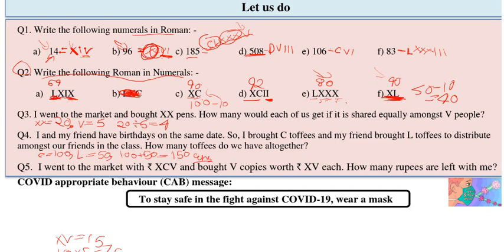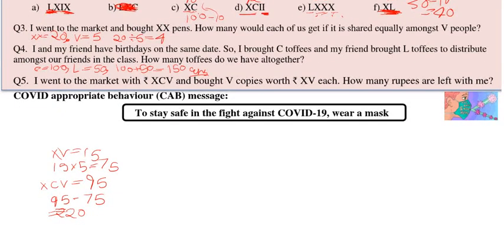Question 5. I went to the market with rupees XCV and bought V copies worth XV each. How many rupees are left with me? Now try to understand this question. XV means 15, so XV is the worth of one copy. He bought 5 copies, so we do 15 into 5, because 15 is XV, that is 75. So that means the total cost of 5 copies is 75.